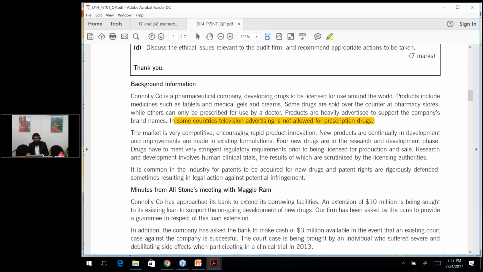is that the market is very competitive, encouraging rapid product innovation. New products are continually in development and improvements are made to existing formulations. Four new drugs are in the research and development phase. Drugs have to meet stringent regulatory requirements prior to being licensed for production and sale. Research and development involves human clinical trials, the results of which are scrutinized by the licensing authority.